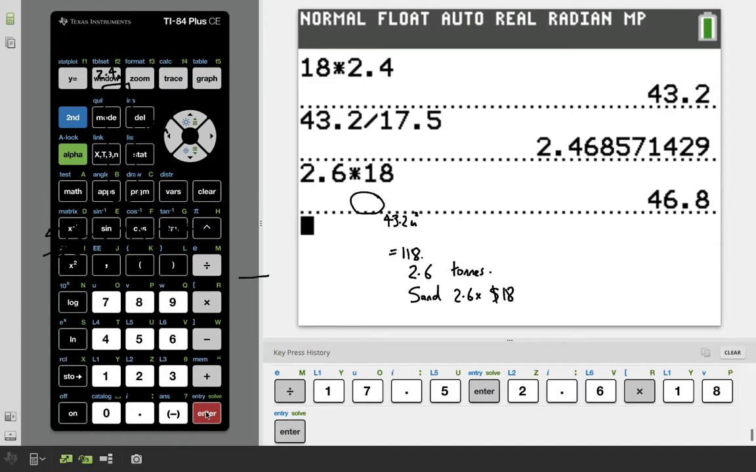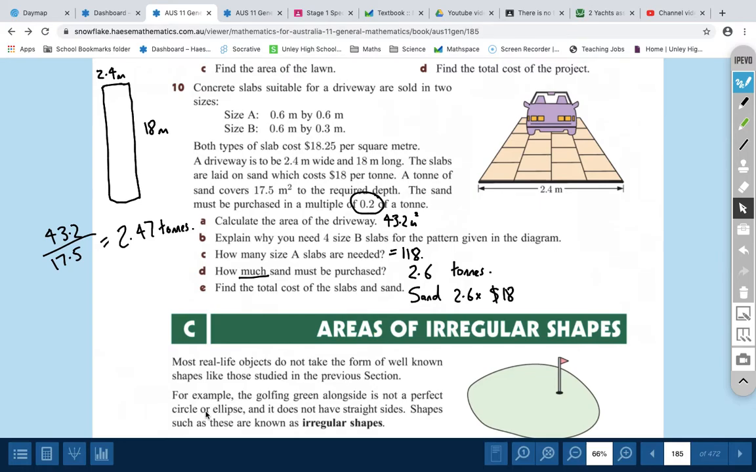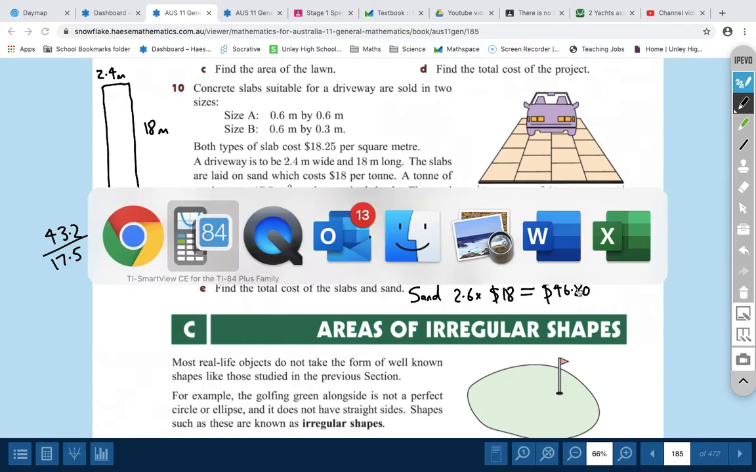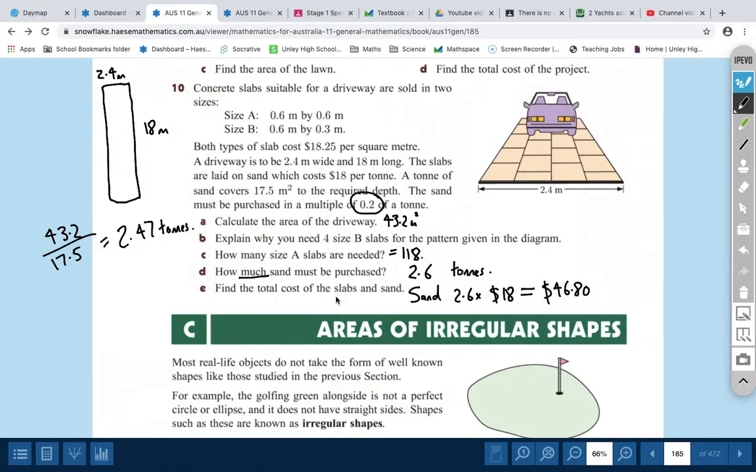$46.80. That's a good price for sand. That's only $18 a tonne. It must be going direct to the quarry, I reckon. $46.80. Bargain. It could be about $50 a tonne down at the landscaping place. And don't even think about buying it from Bunnings. What do we say? $46.80. Let's have a look. Yep, $46.80. But we also need the cost of the slabs.